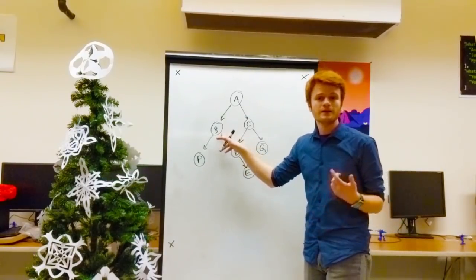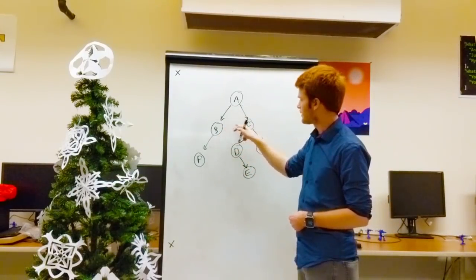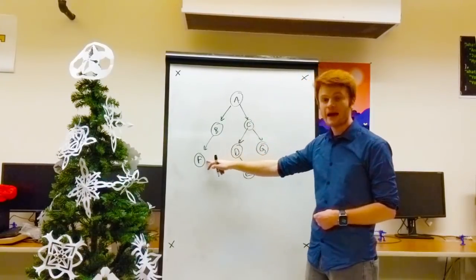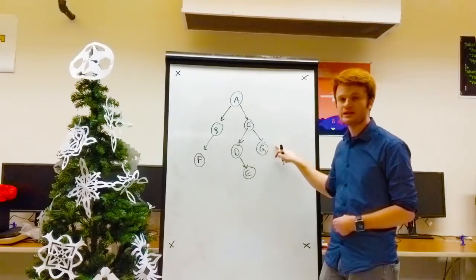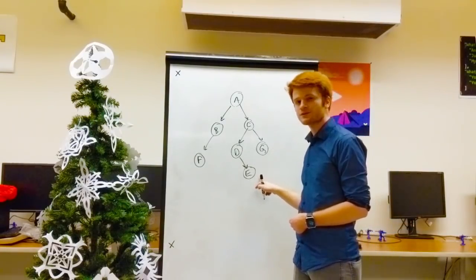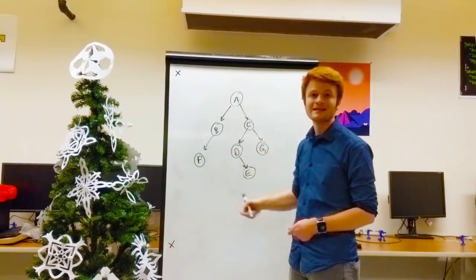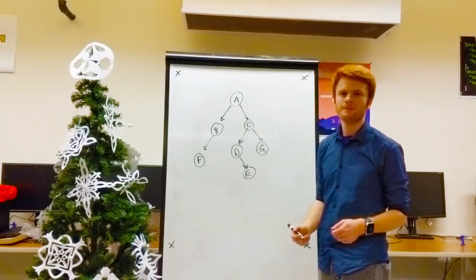The depth of B is 1 because it takes 1 edge to get there. The depth of C is 1. The depth of F is 2. The depth of D is 2, the depth of G is 2, and the depth of E is 3, because it takes 3 edges to get to E from the root.